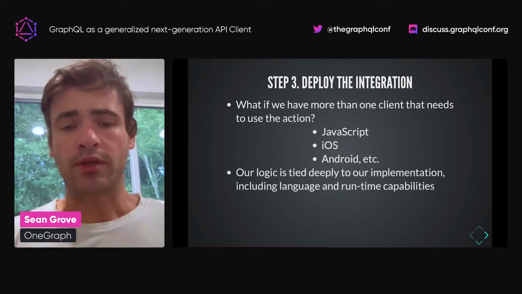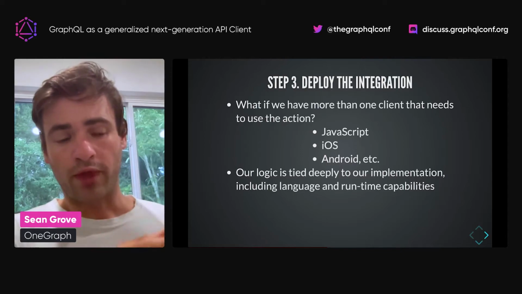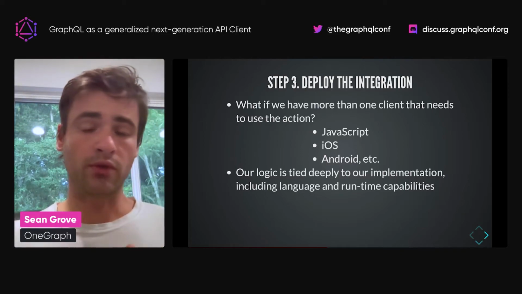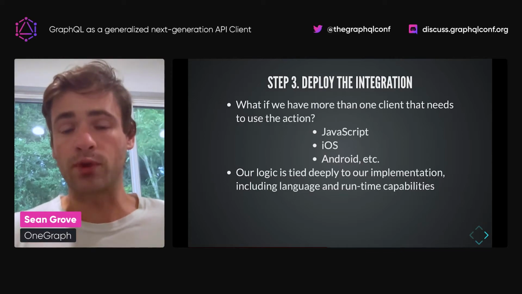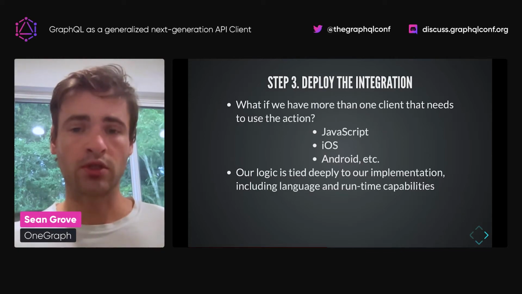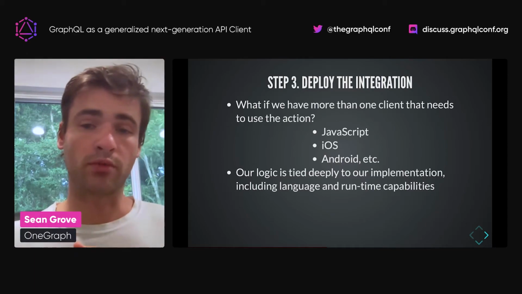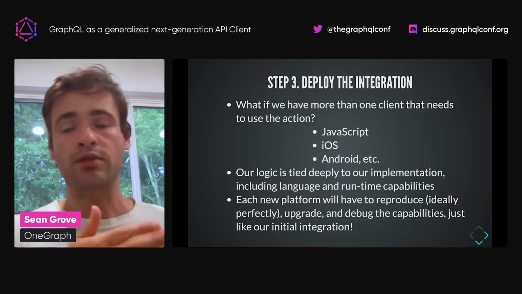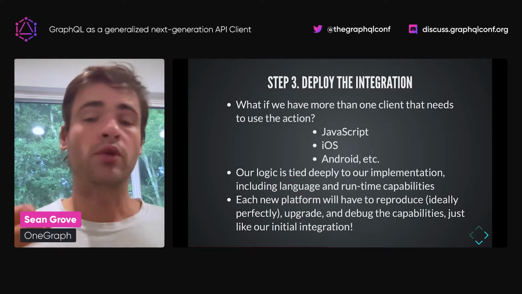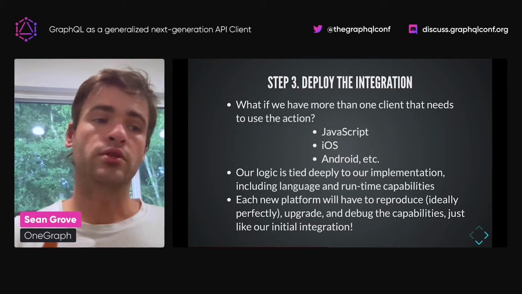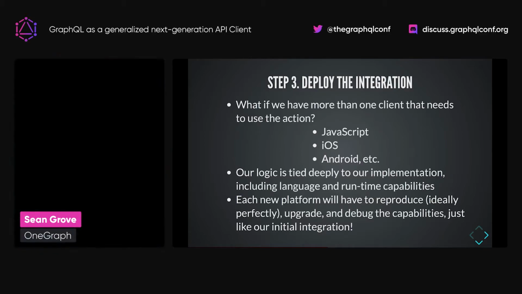And the challenge here is that the logic for that action is deeply tied to our implementation, which includes both the language and the runtime. So even inside of JavaScript, maybe the transformation logic is relying on some Node crypto library that isn't available in the browser. And so that means that each of these clients effectively has to go in and re-implement that transformation logic and deal with testing and exploration kind of all on their own.